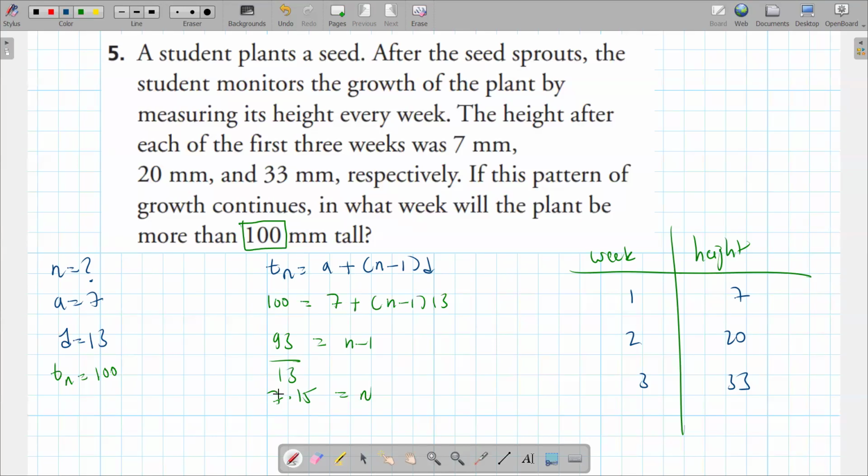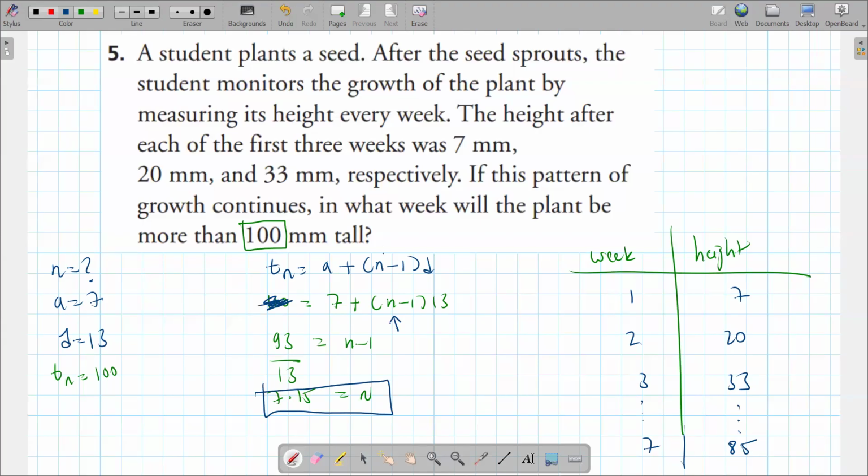So now the question is, how do we answer the question? Let's see at week 7, because our n value is 7.15. I'm just going to plug 7 in here. So ignore the 100. We're just going to plug 7 in there. 7 plus 6 times 13. So in week 7, the height was only 85.